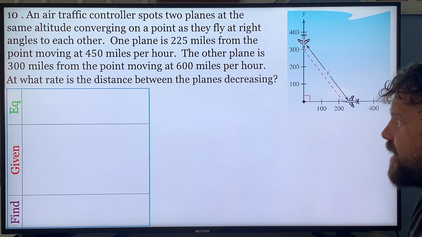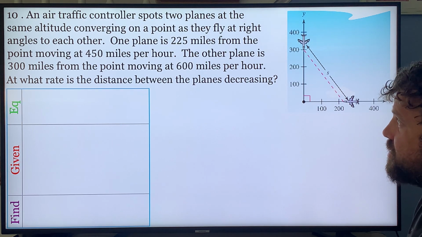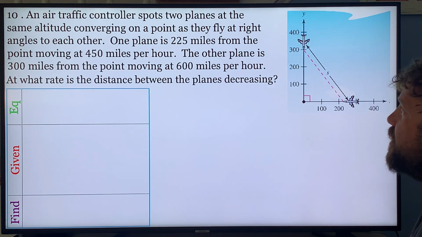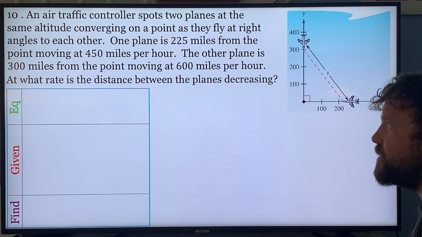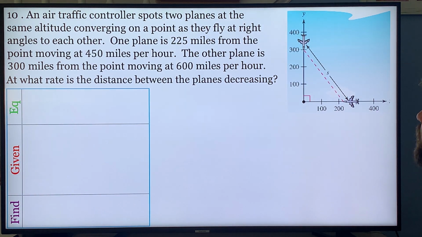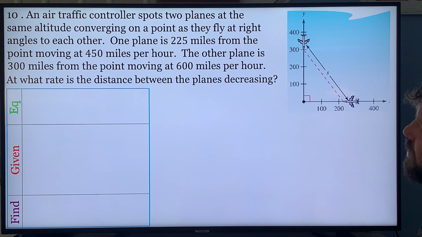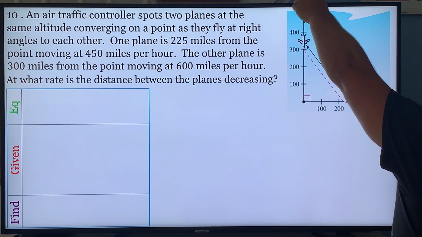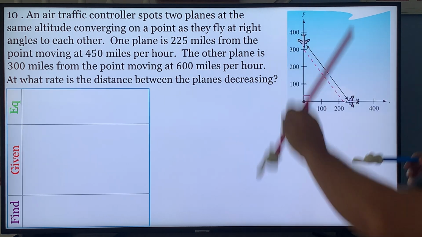So now that you guys kind of got your feet wet, right? That's what they say. You're kind of a little bit confident. I'm going to break your confidence. An air traffic controller spots two planes at the same altitude. So this one, it's like you're from space and you're looking down. All right? The two planes are converging at a point as they fly at right angles towards each other. So you have this plane down here, this plane here. Okay, they're flying towards each other. Boom, you don't want them to hit.